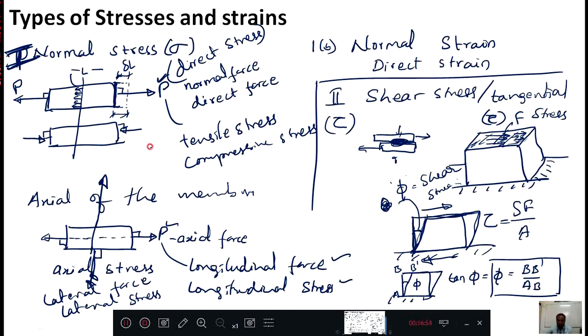Now we have studied two types of stress and strain: one is normal stress, and the second is shear stress, with the corresponding strains. And now the third type of stress that I am going to study is compound stress.